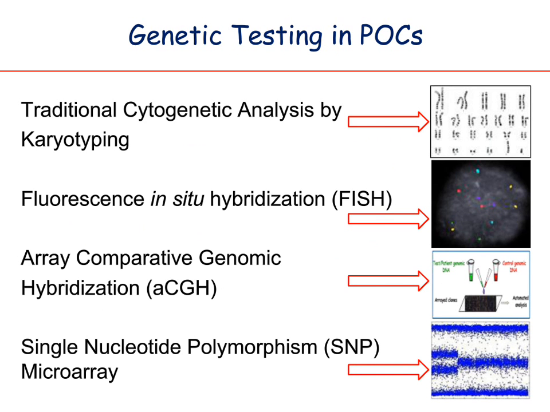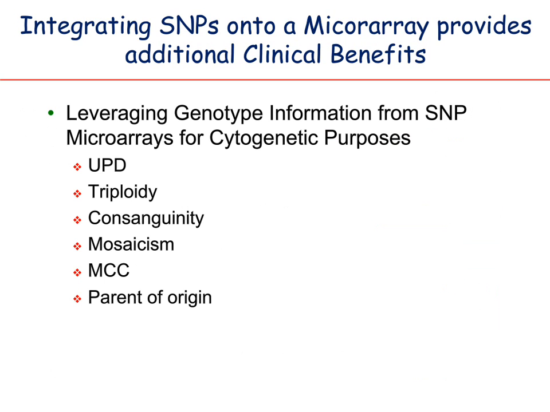One of the aspects that I do at Columbia, and I know that the Natera group does as well, is to use a SNP-based microarray. We found that when you leverage genotype information that you get from the SNPs, it adds a whole level of additional diagnostic capabilities, like your ability to detect uniparental disomy, triploidy, consanguinity, mosaicism. MCC stands for maternal cell contamination, and having the genotypes does give you the ability to look at the parent of origin.